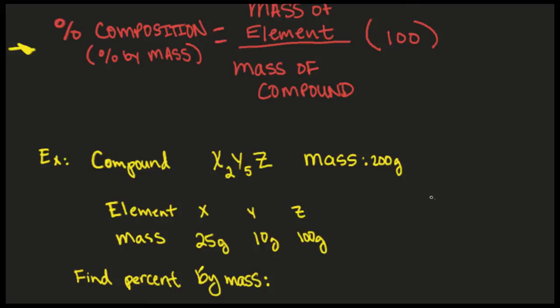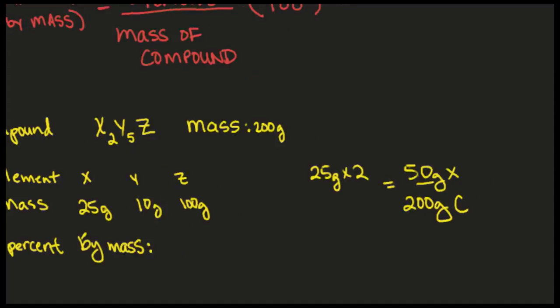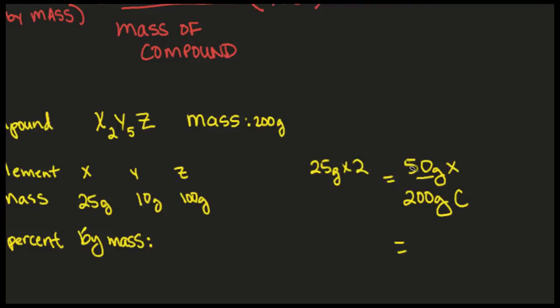So in this case, X is 25 grams, and there's 2 of them. So you'd have a total of 50 grams. And then that's X, and then it's 200 grams for the compound as a whole, whatever the compound may be. Okay? So then 50 goes into 200 1/4 times, which is equal to 0.25 times 100. And that's all there is to it.